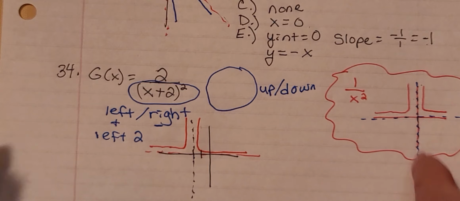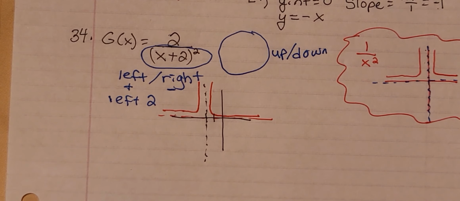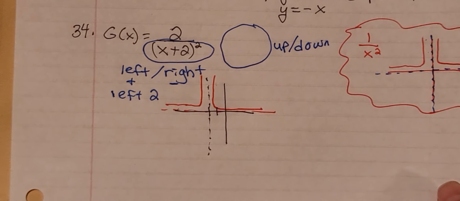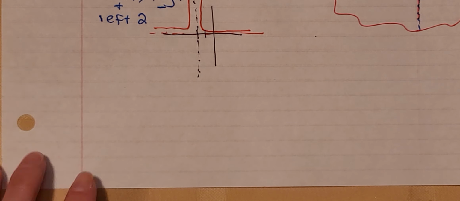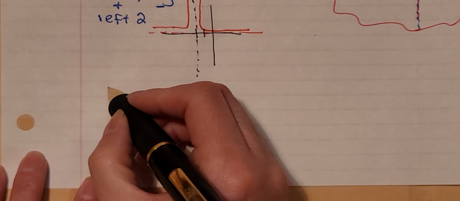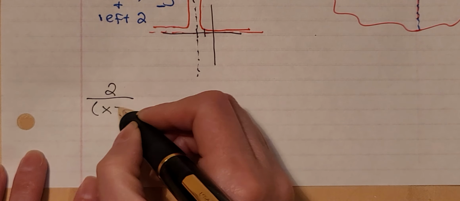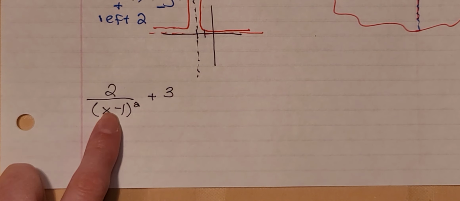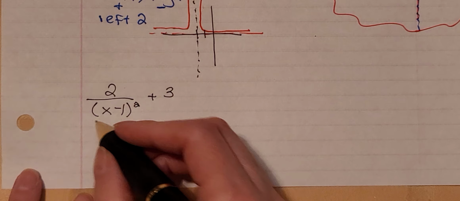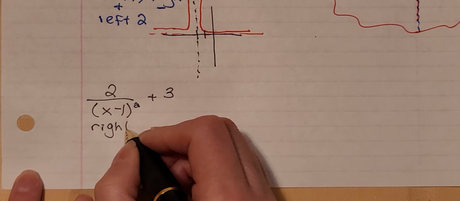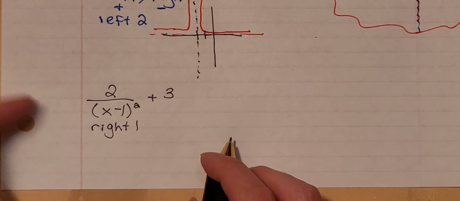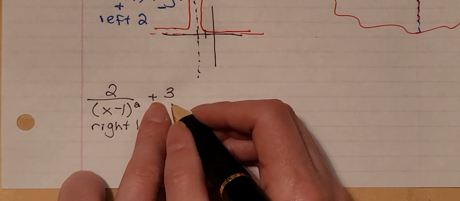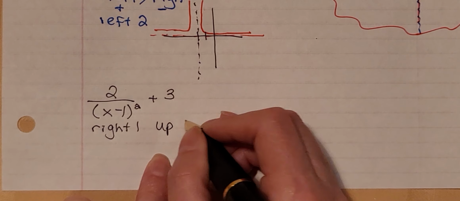I'm going to do a couple other ones that are not on the actual bookwork problems. I'm just going to kind of make them up. All right, so the next one is going to be 2 over (x minus 1) squared plus 3. Okay, so since that's a negative, we're going to go to the right. So this is going to go right 1, because it's in parentheses, it's backwards from the coordinate grid. Since this is a plus 3, it's not in parentheses, so we're going to go just normal, up 3.